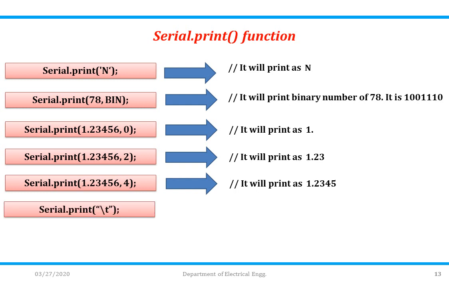Next is serial.print("\t") in double quotes. \t is nothing but a tab, meaning some space will be provided. We use the tab key on our keyboard, so the same function is done by \t. This is the serial.print function.